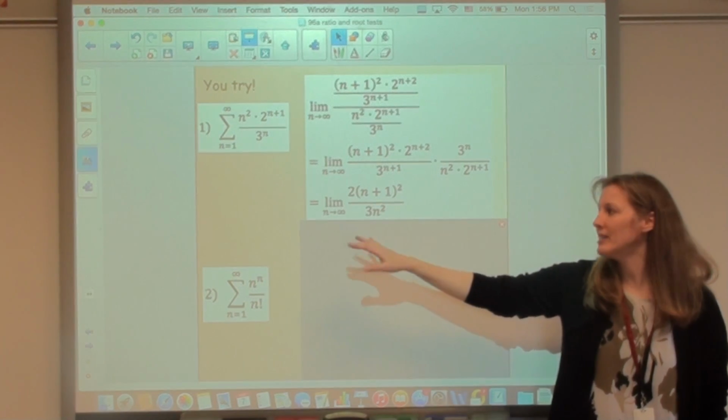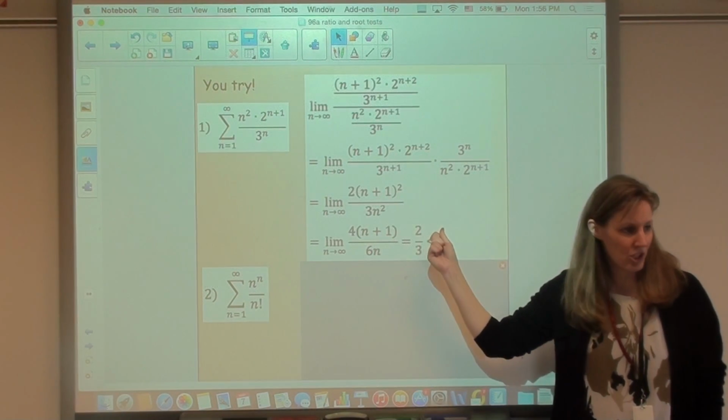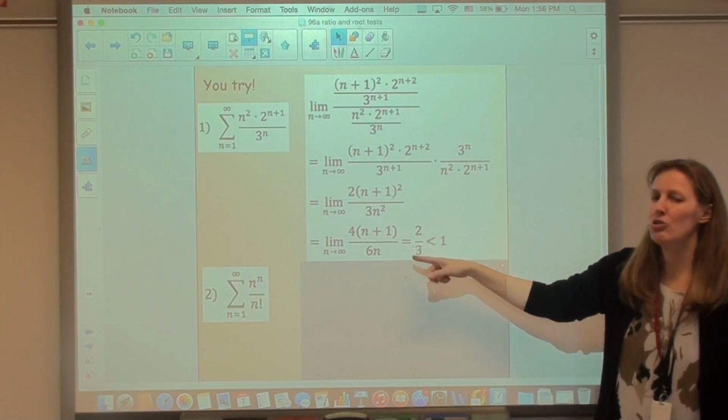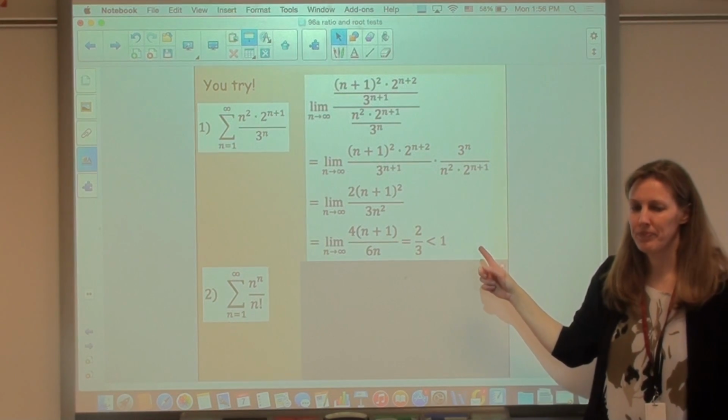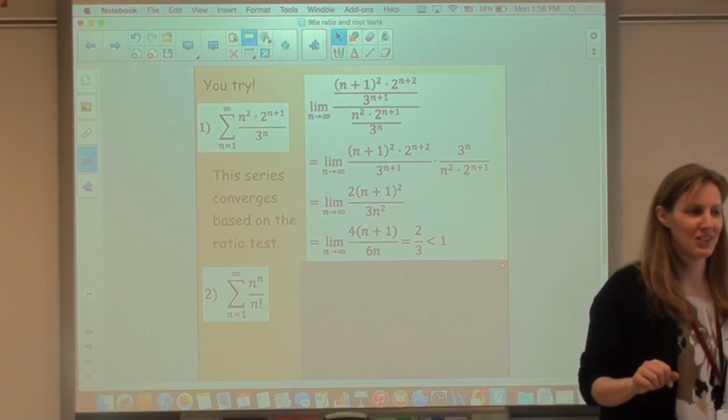If you don't recognize that, feel free to use L'Hopital, right? So I have L'Hopital up here just in case you did that, that's fine. So either way, you should get 2/3, which is less than 1. And therefore, the series converges.